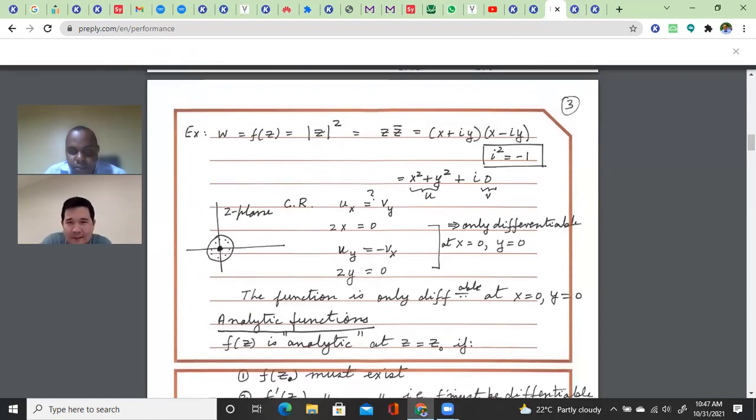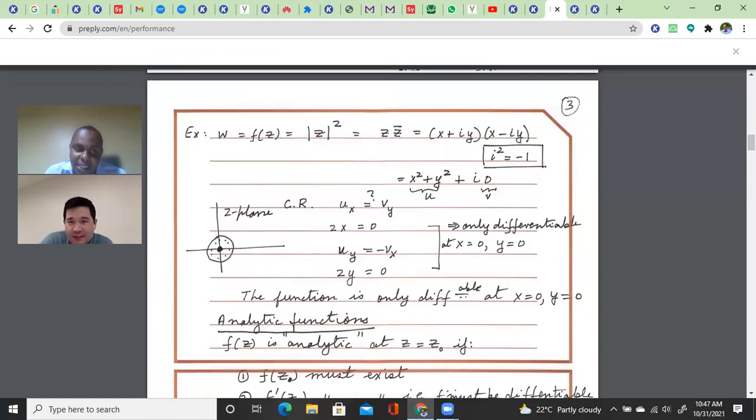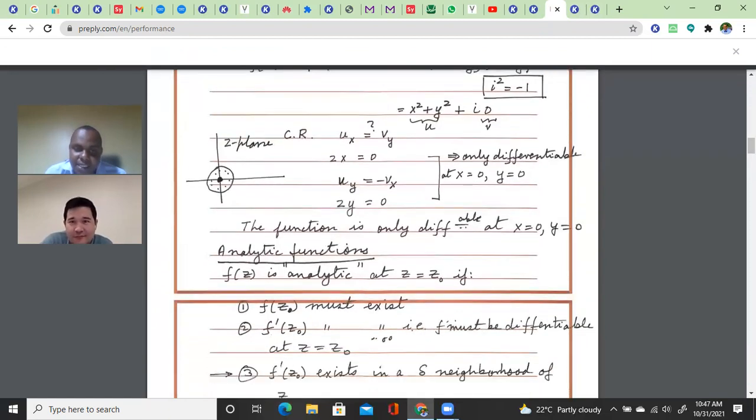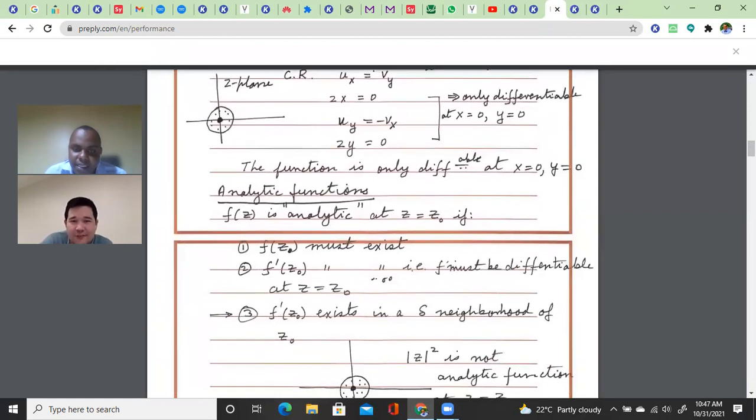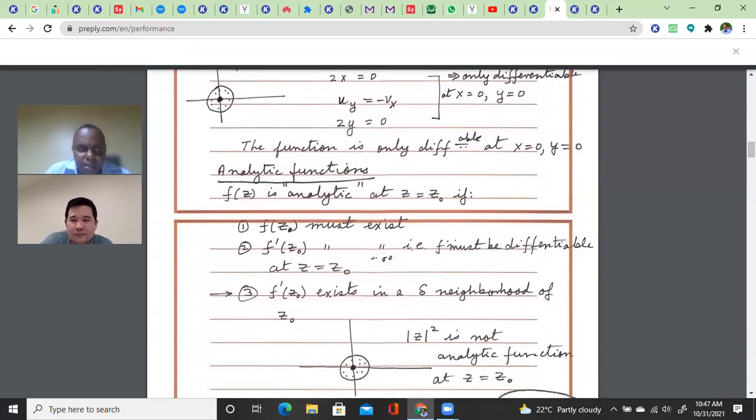When we're saying differentiable, we mean analytic, right? But maybe analytic is quite wider, because for analytic, we must have that the function exists. You know, the function could be differentiable and fail to exist.